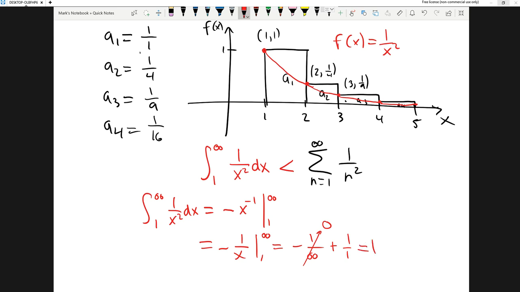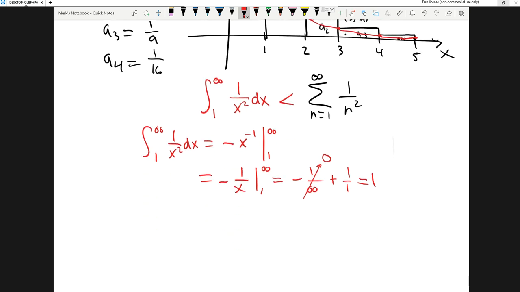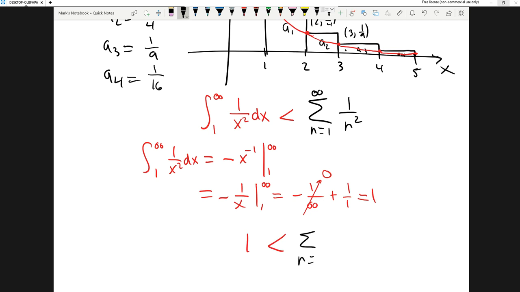And so what we can conclude from that is that 1 must be less than the sum from n equals 1 to infinity of 1 over n squared. Well, that's not all that helpful, because 1 over n squared could be convergent to a larger number than 1, and that would be true, or it could be divergent. It could go off to infinity, and that would still be true. So this is inconclusive in regards to the series. But not all hope is lost.